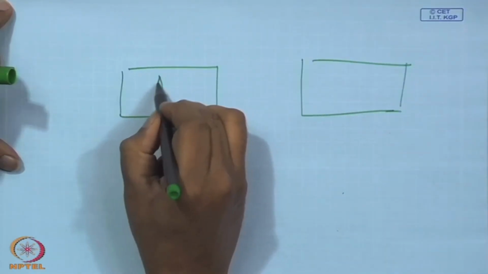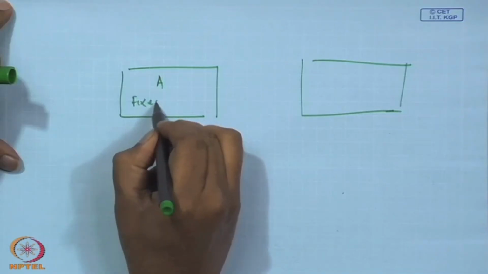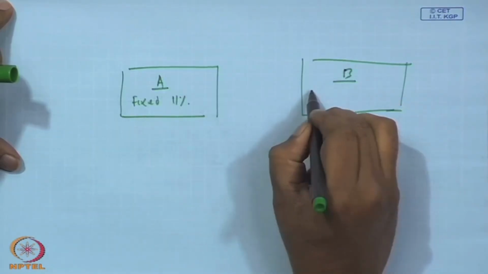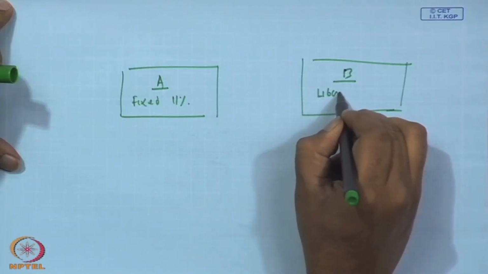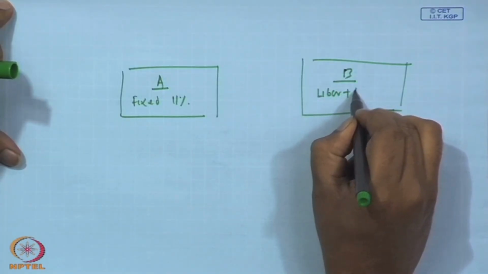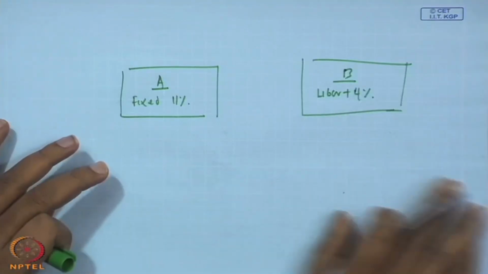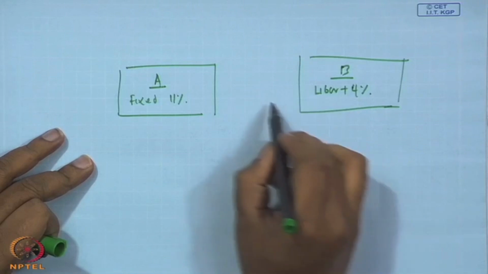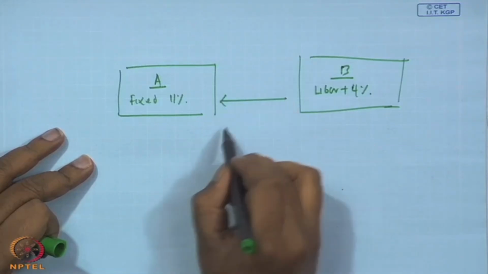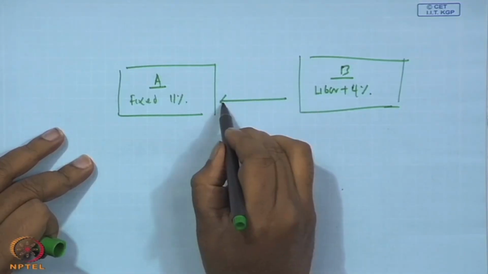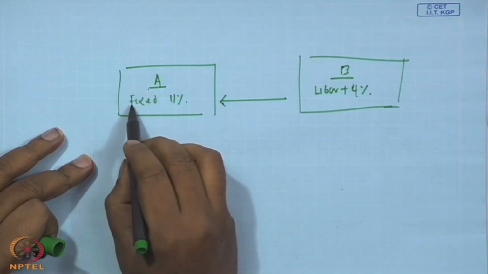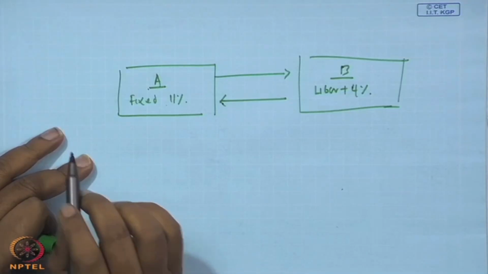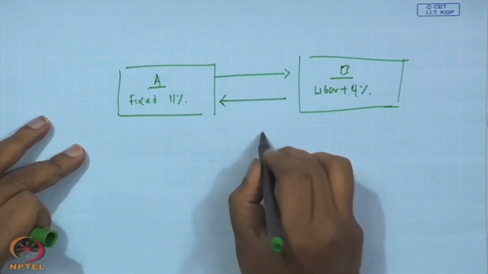Company A fixed 11%, company B floating LIBOR plus 4%. Company B will borrow from the market at LIBOR plus 4%, and this LIBOR plus 4% is transferred to company A. Company A will borrow at fixed interest 11%, and the 11% amount will be transferred to company B. So, now the transaction will take place, and the notional principal is here.